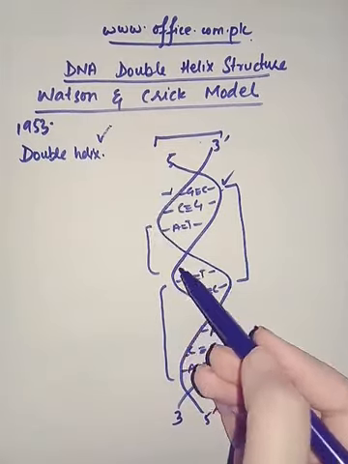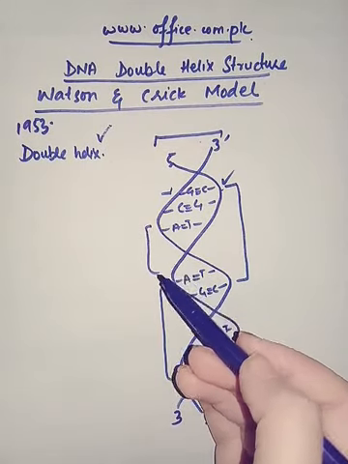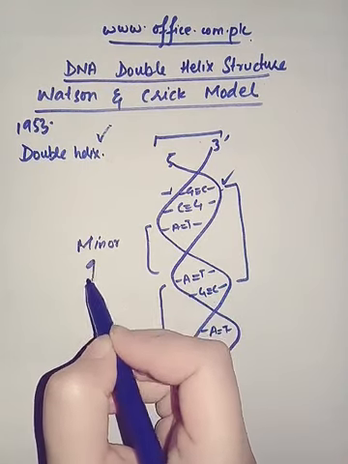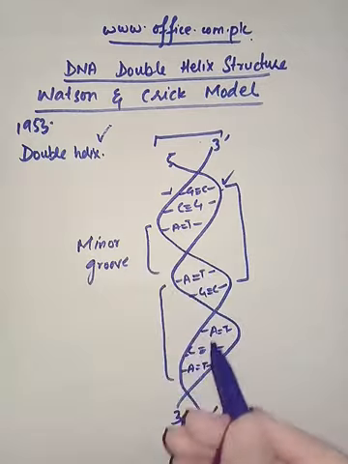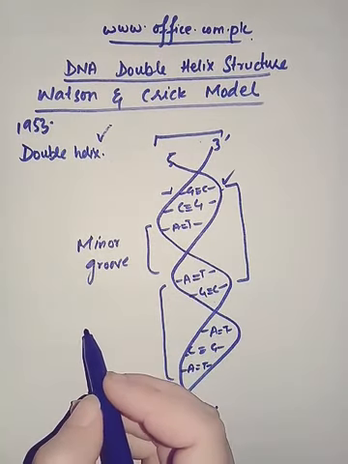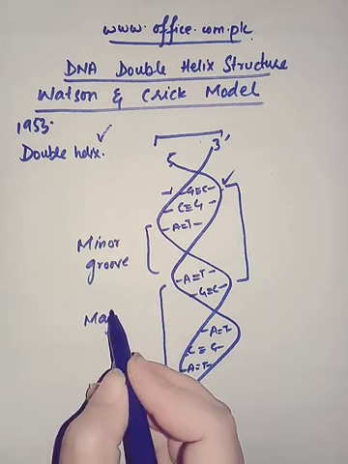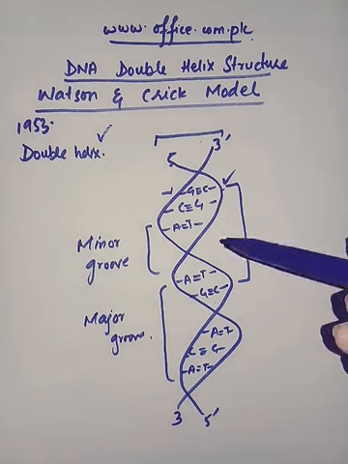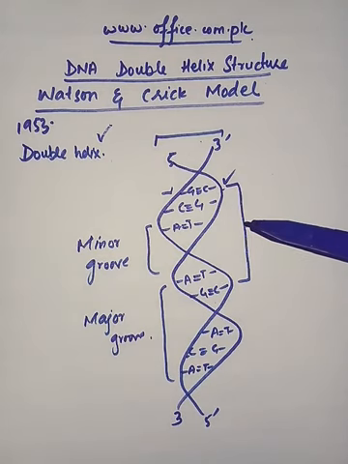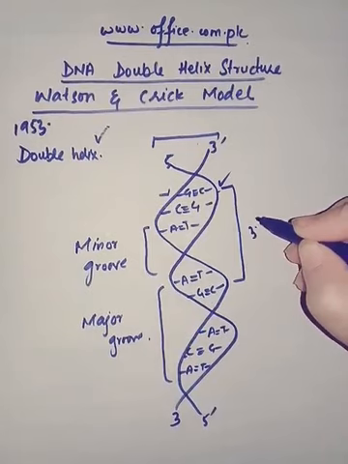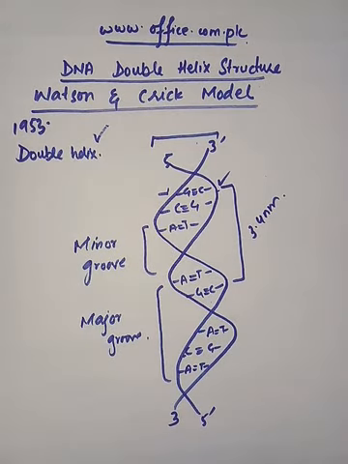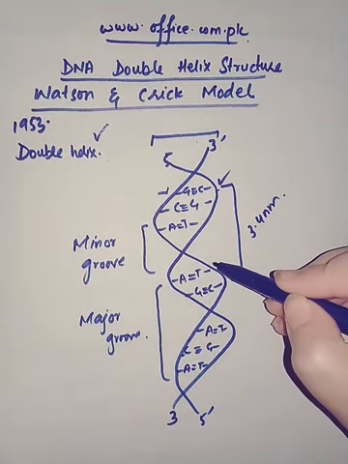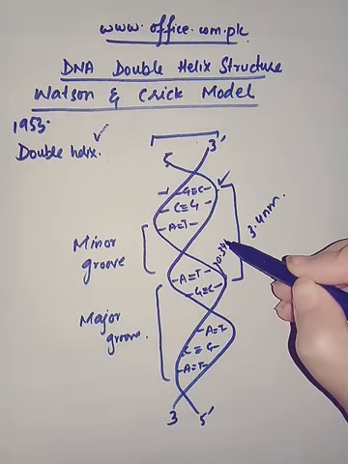This smaller groove, you can say, is known as the minor groove or the small turn, and this is the major groove or the larger groove. This is known as the major groove. The distance between two turns is 3.4 nanometer. And the distance between two base pairs is 0.34 nanometer.